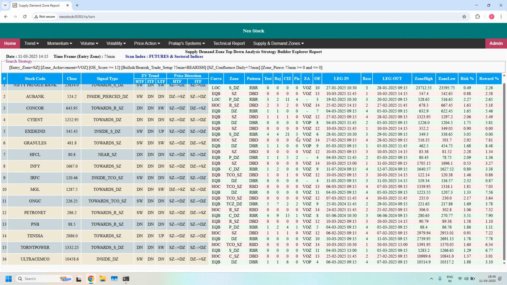Okay, in all these stocks, ITF trend is down. That is a daily trend. And the 75-minute supply zone is overlapped with daily supply zone in all these stocks. So that's why if the daily supply zone is having daily EMA confluence, then these 75-minute supply zones might be having more high probability to get the success.